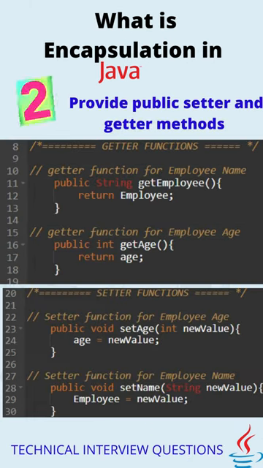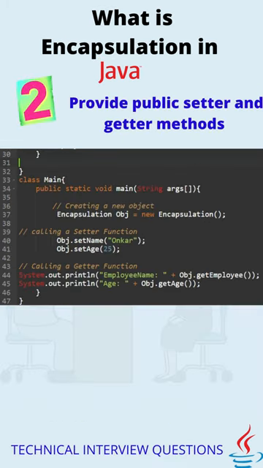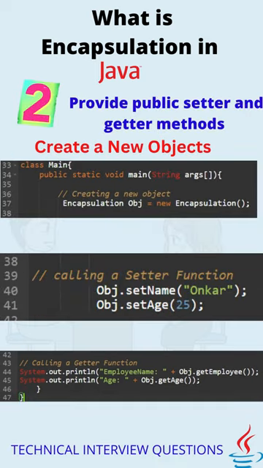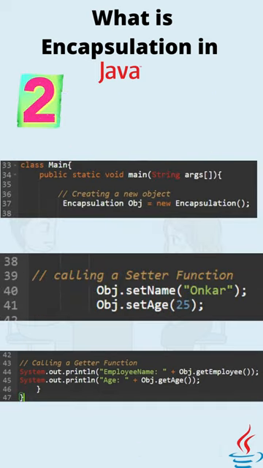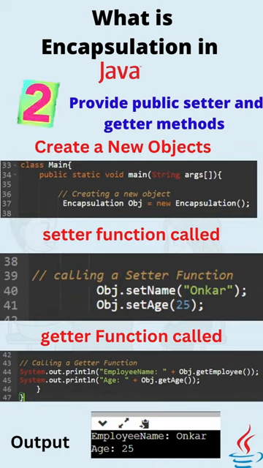2. Provide the public setter and getter methods in the class to set or modify the values of the variable or fields. And in the main class, we create a new object after that. Getter and setter functions are called to set or modify values.